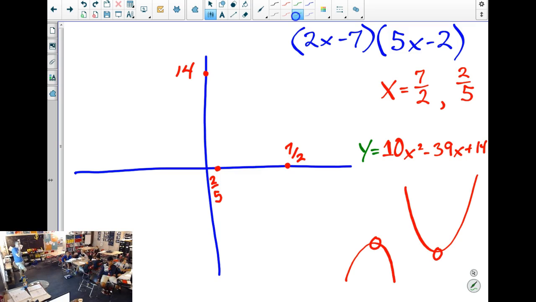Jacob? Find the midpoint of 2/5 and 7 halves, except I don't know how far to go down. Your min and your max are always going to be the point dead in between your zeros. So can we figure out what's between 2/5 and 7/2? Yeah, especially if we make this 0.4 and 3.5, just average them, right? 3.9 divided by 2 is 2.45.